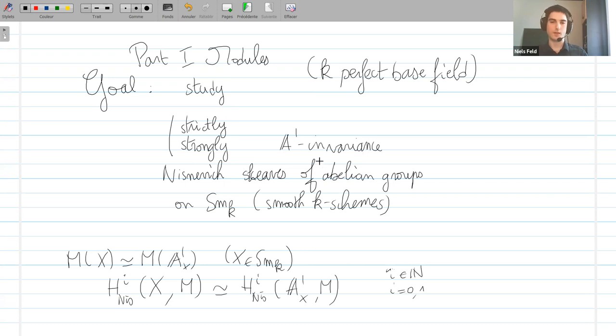So mainly it is because Morel constructed a complex that we call the Rost complex, and I will speak about it a bit later. And Morel proved that the Rost complex computes in some sense the Nisnevich cohomology, and again proved that it is A1 invariant in some sense. So that's basically how you prove that these two properties, strictly and strongly A1 invariant, are equivalent. And for the first part, I will speak about modules.